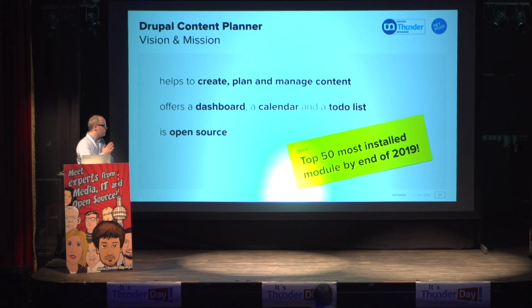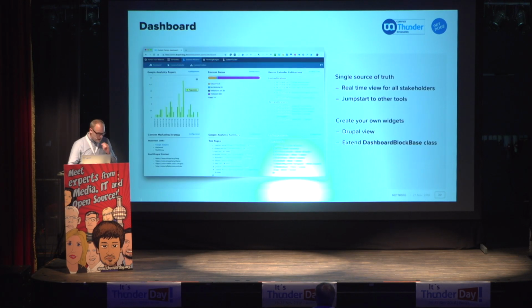We want to be in the top 50 most installed modules by the end of 2019, because I really think the editorial experience and the planning experience should be improved. I want to highlight a couple of features especially interesting for publishing companies. You saw the dashboard before; think of the dashboard as a single source of truth for all content-related things. You saw all the stakeholders before, and the dashboard should really be a real-time view for all stakeholders.